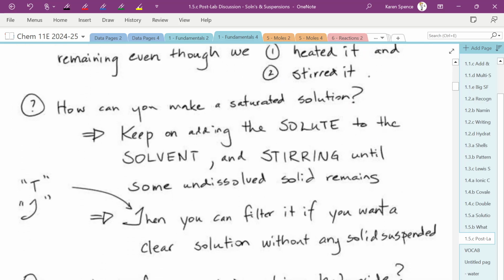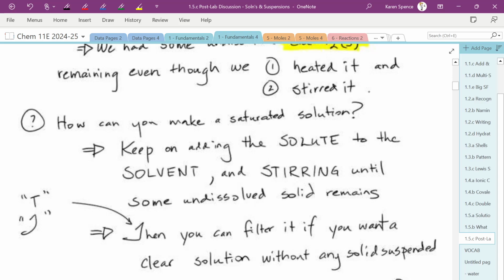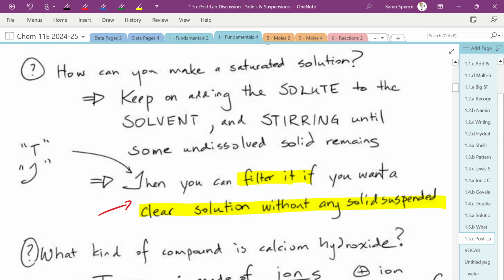All right. Then, if you want to, you can do like we did in our lab and you can filter it so you can get a clear solution without any solid suspended. So you'll have a saturated solution without the solid, okay? WO for without.